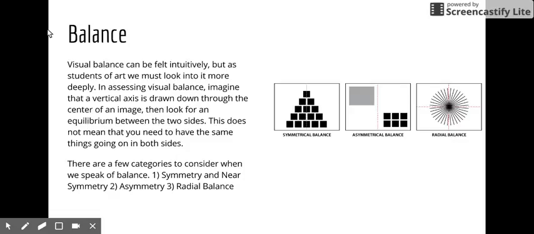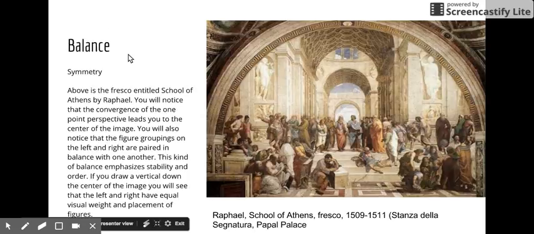And this does not mean that you need to have the same things going on in both sides in order for there to be balance. There are three categories to consider when we speak of balance. And these three categories are represented by these diagrammatic drawings. There's symmetrical balance here. We can see the line down the center. There's asymmetrical balance, two things opposite of one another, and radial balance. Let's look at all of these.